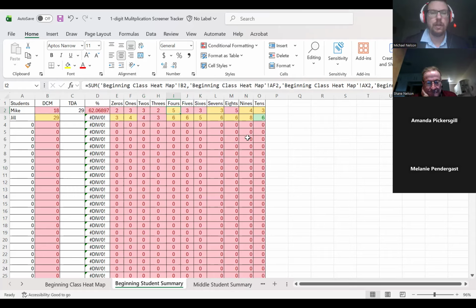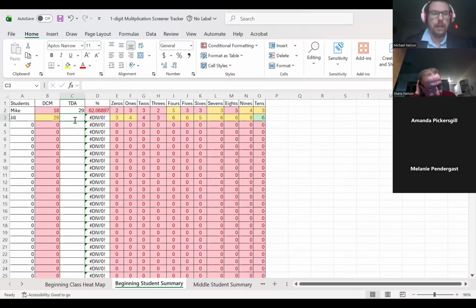And then we have some mixture. So you'd say that the class focus is here, and we have some individual focuses around there. So the tracker does that automatically. So staff can automatically see where the student needs are.